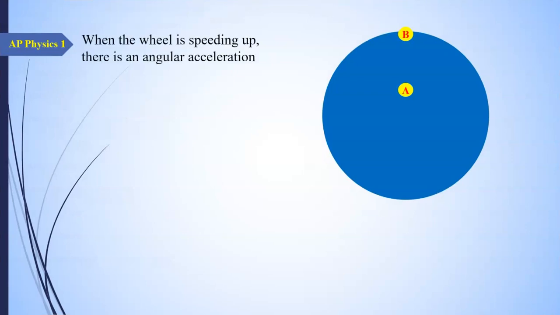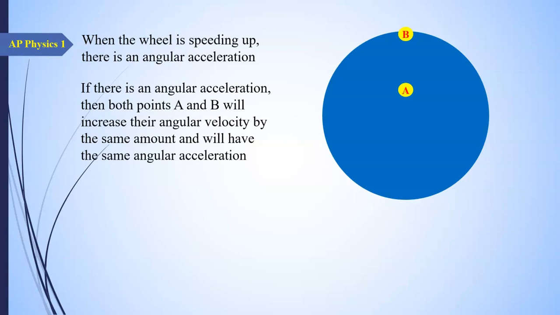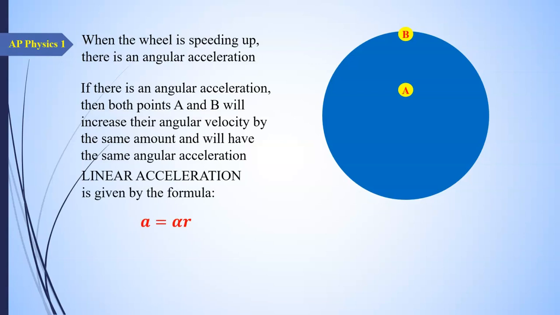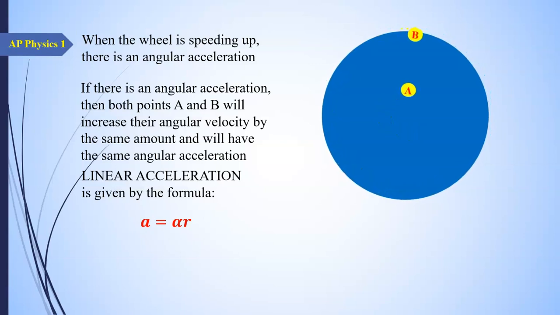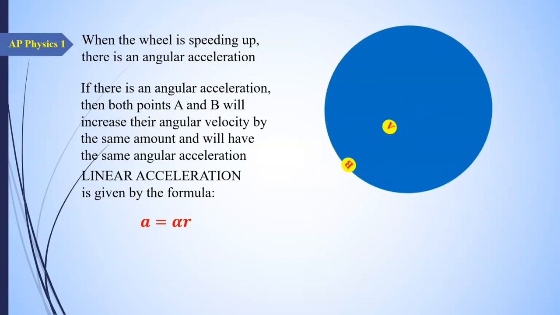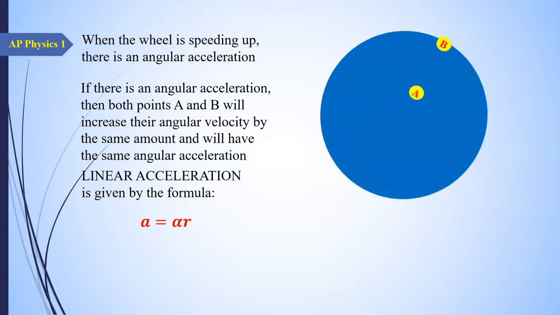When the wheel is speeding up, there is an angular acceleration. If there is an angular acceleration, then both points A and B will increase their angular velocity by the same amount and will have the same angular acceleration. So tangential acceleration, or linear acceleration, equals angular acceleration times the radius. So let's first look at the angular acceleration. They're at different distances, but the angular acceleration of these two is going to be the same. They're both speeding up in a circular fashion at the same rate, at the same angular acceleration.